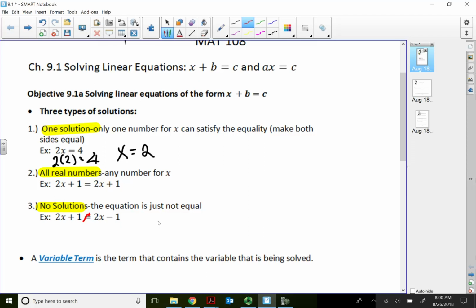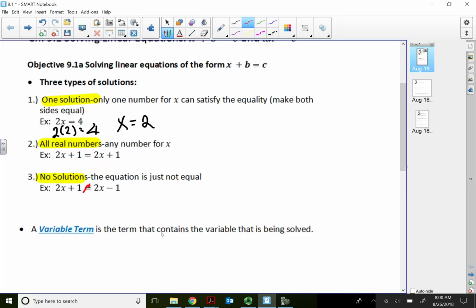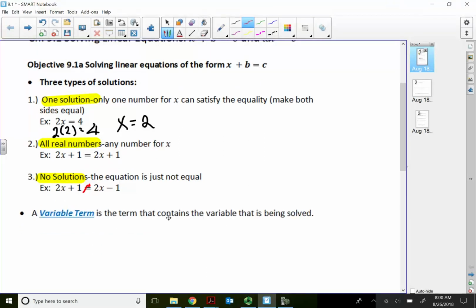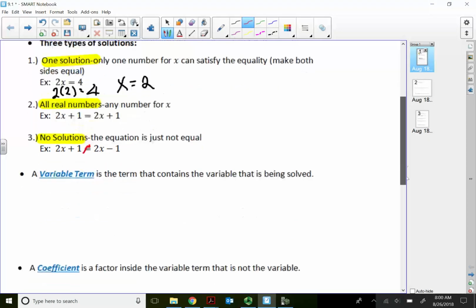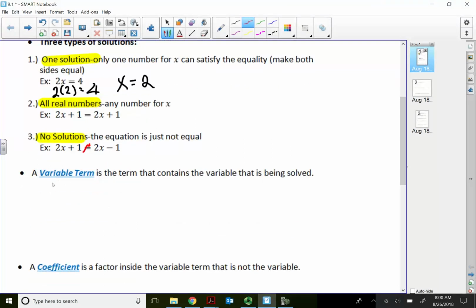All right, let's take a look at a couple of definitions real quick. These will be the wordings that I use when I solve an equation. What is a so-called variable term? A variable term is the term that contains the variable that is being solved.